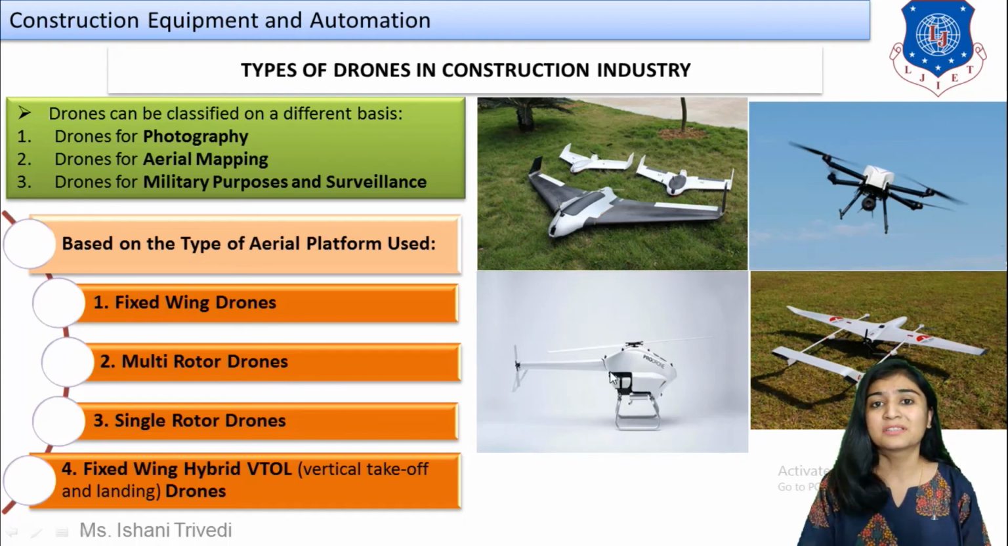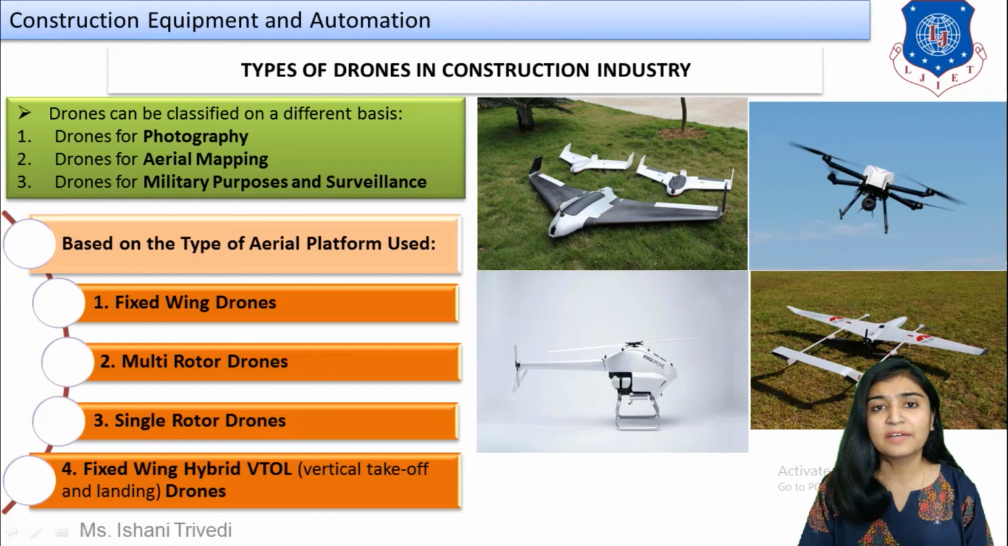And if you have a single rotor blade, this is an example of a mini helicopter as well. You can also call it a helicopter. So here we have a single rotor, meaning a single blade drone. This is your example of the third type.